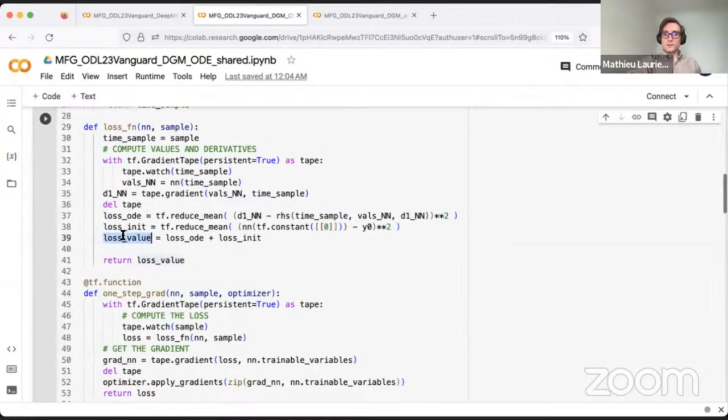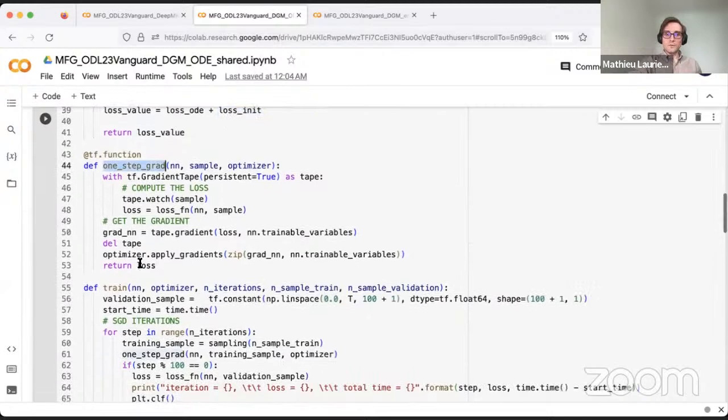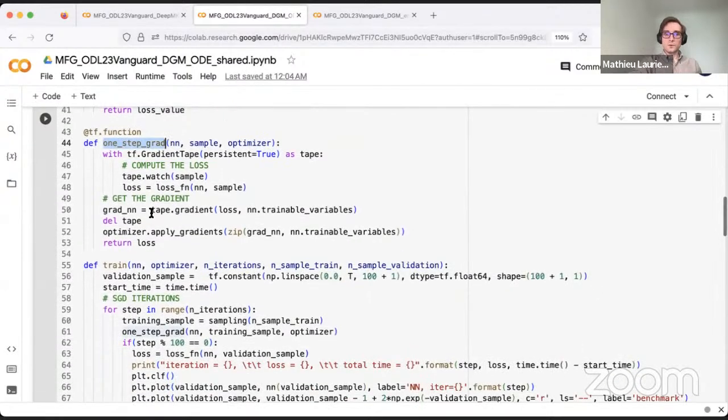The total loss is a sum, but I could put a coefficient in front of loss in it. I'm going to show that. You do one step of gradient. So here you need to compute the gradient again, but now with respect to the trainable variables, which are the parameters theta. Okay, so trainable variables are theta. I compute the gradient with respect to theta in order to do one gradient step. This is the gradient of the loss, by the way.